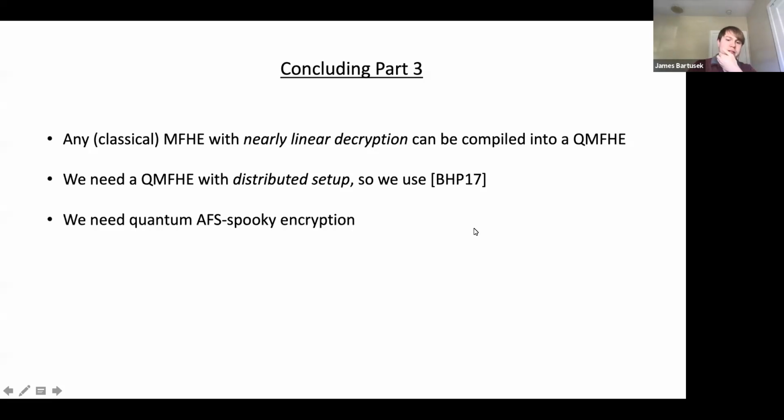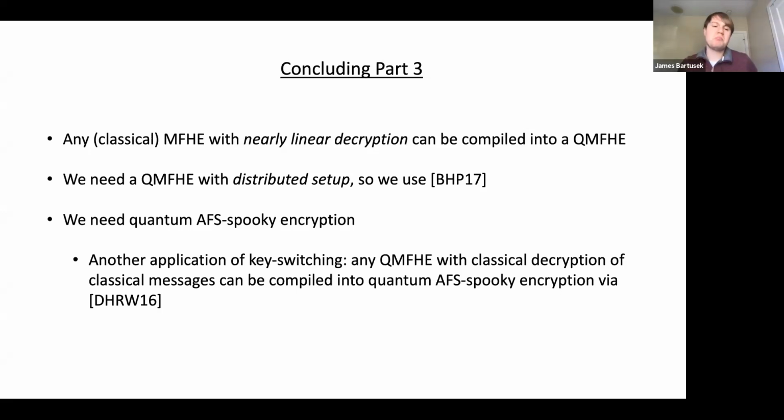And finally, we needed the special ciphertext structure, but this is straightforward to achieve with another application of key switching, and then using the techniques in Dottling et al. But the main conclusion here is that it's straightforward. If you have a classical multi-key FHE scheme with this nearly linear decryption property, then you can right away get a quantum multi-key FHE scheme. So I have one more part. If there are any questions, maybe now would be a good time.